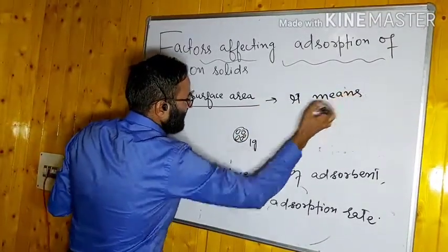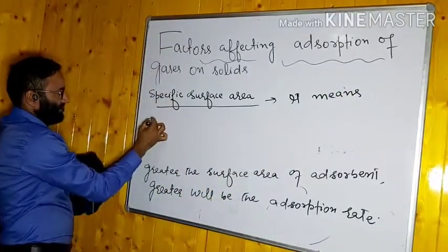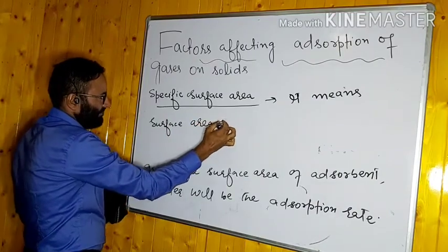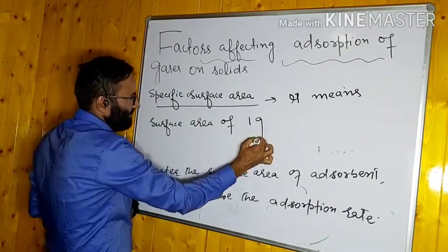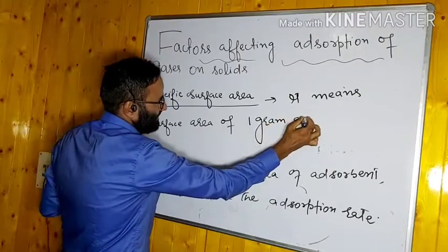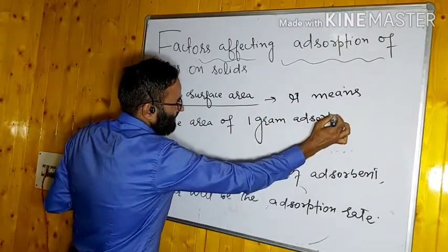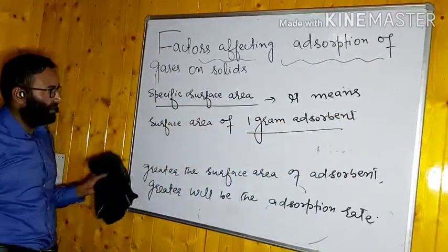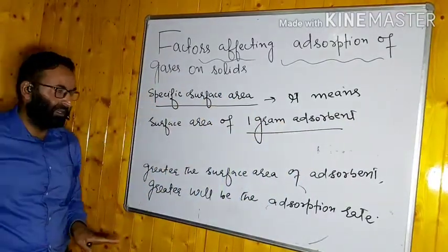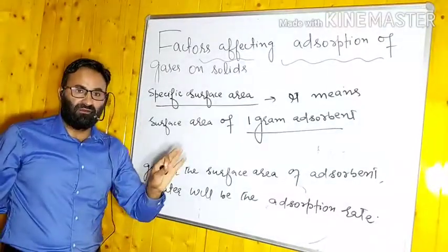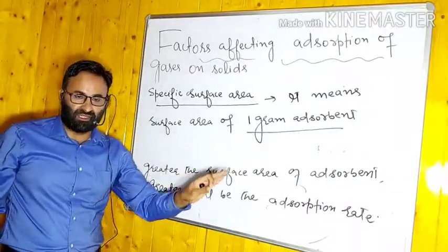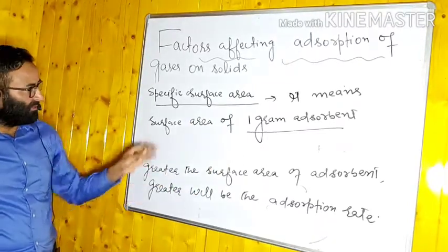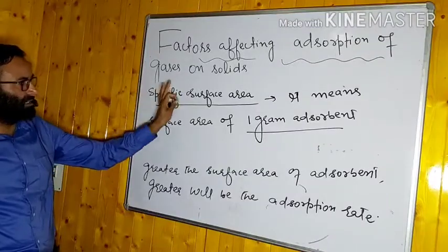It means surface area of 1 gram adsorbent. 1 ग्राम adsorbent का जो surface area होगा उसका नाम है specific surface area. इसका मतलब है, if you take 1 gram of charcoal, 1 gram of silica gel, 1 gram of aluminum at this point, at that time you can say you have chosen the specific surface area.